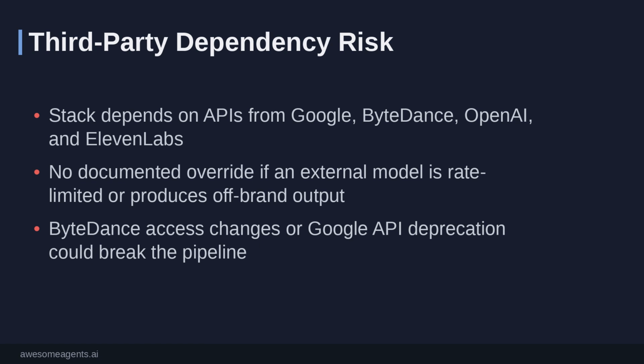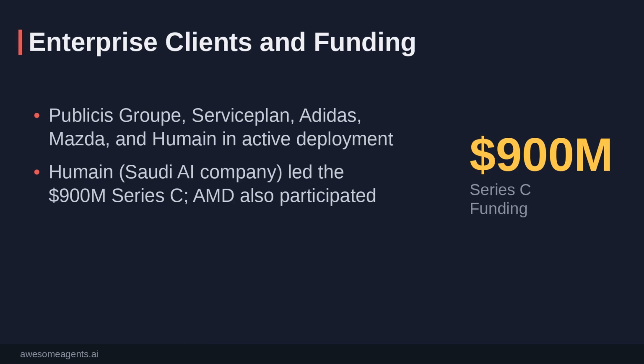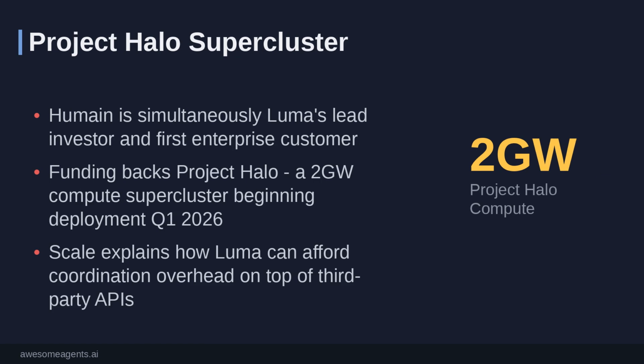Humane is also one of the investors. They led the $900 million Series C last year. AMD also participated. So the first customer is also a major backer. That's an interesting dynamic. It is. And the money is going towards something called Project Halo, a 2 gigawatt compute supercluster. That context matters for understanding how they can afford to run an orchestration layer on top of third-party model APIs.